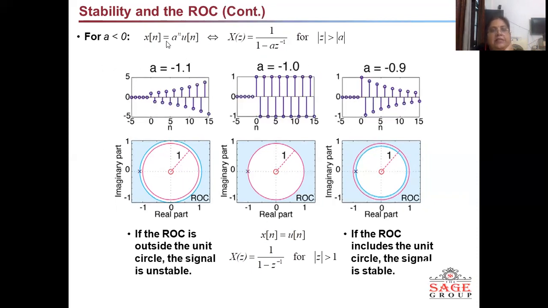Now we have considered an example. Here we have taken negative values of a. So a is minus 1.5, then minus 1, and a is minus 0.9. We have taken the ROC for the different conditions, and we have concluded that if the ROC is outside the unit circle, the signal is always unstable. And if the ROC includes the unit circle, then the signal is stable.